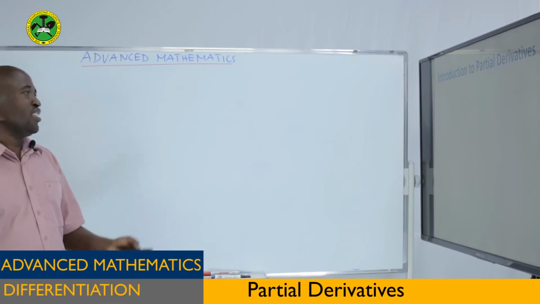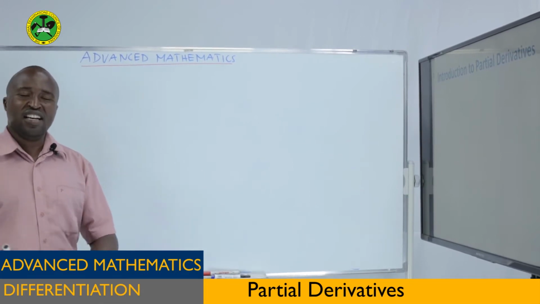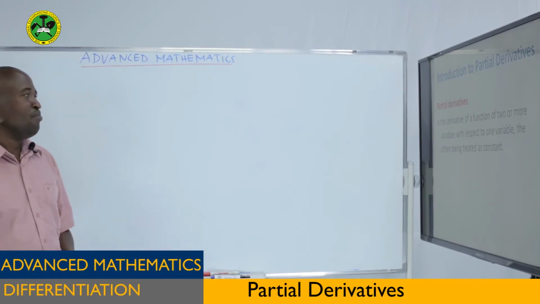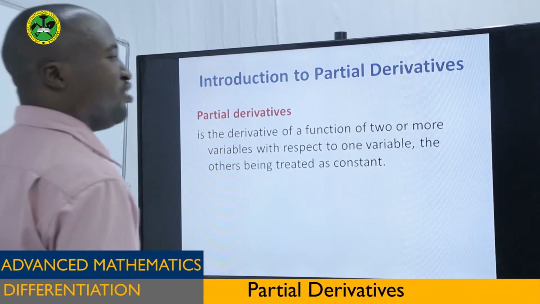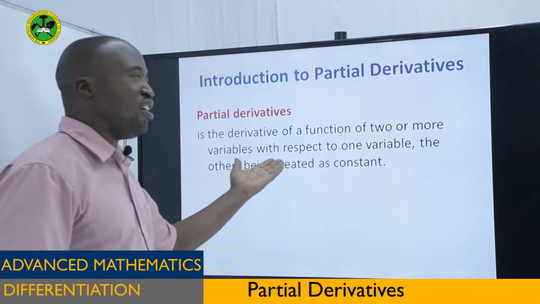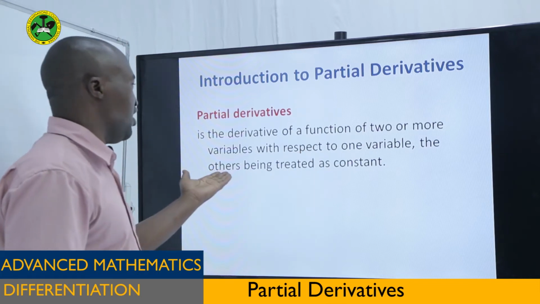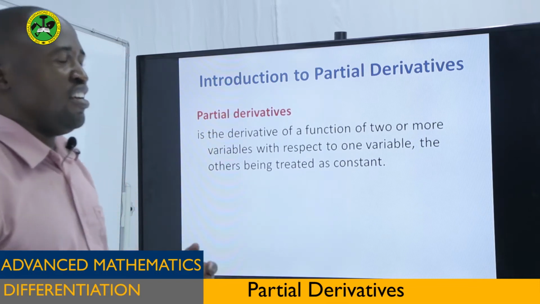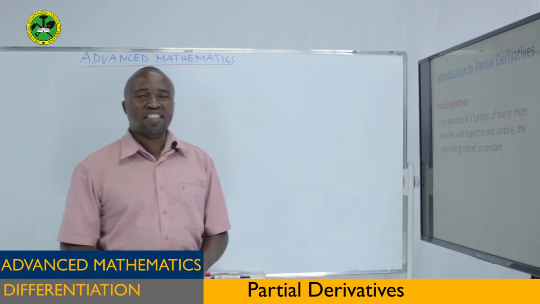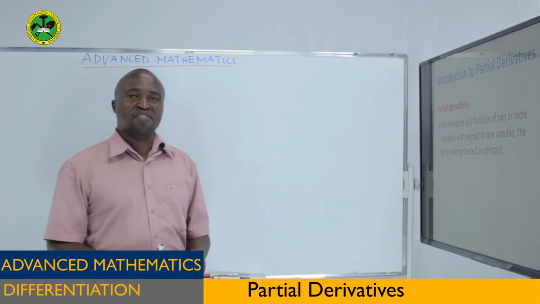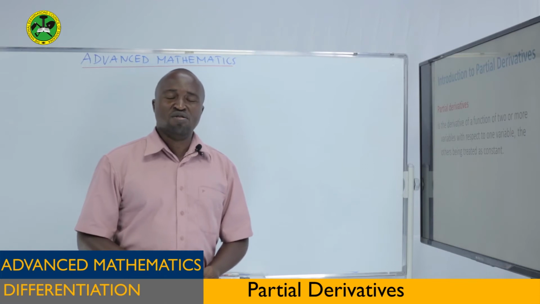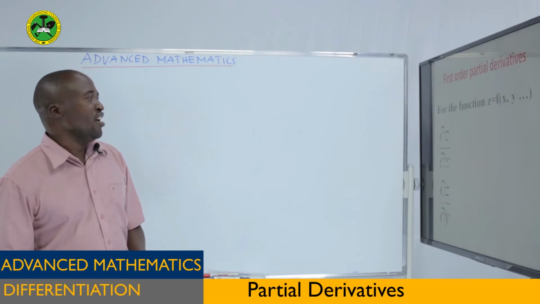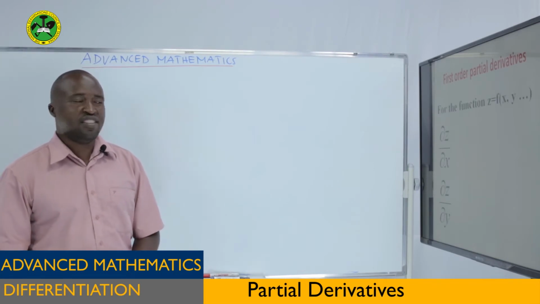Now, student, let us start with the introduction to partial derivatives. As I said earlier, we are going to start with the first order partial derivatives. In partial derivatives, we can define a partial derivative as the derivative of a function of two or more variables with respect to one variable while the other variables are constant. In this case, we are going to differentiate a given function with respect to one variable while the second variable is constant. And in this part, there are some notations usually used in first order partial derivatives.